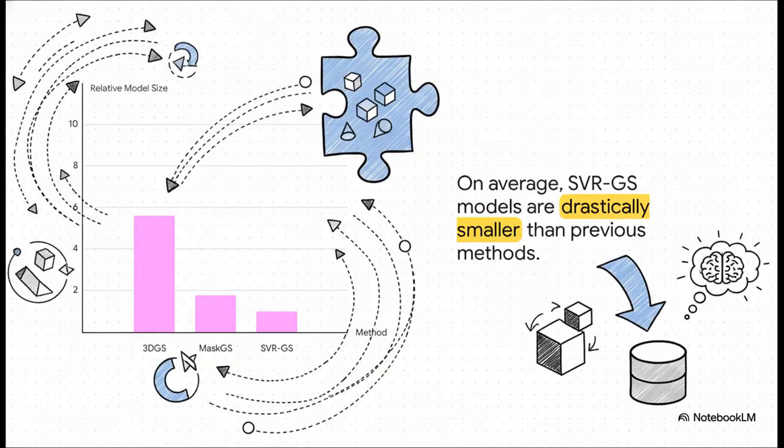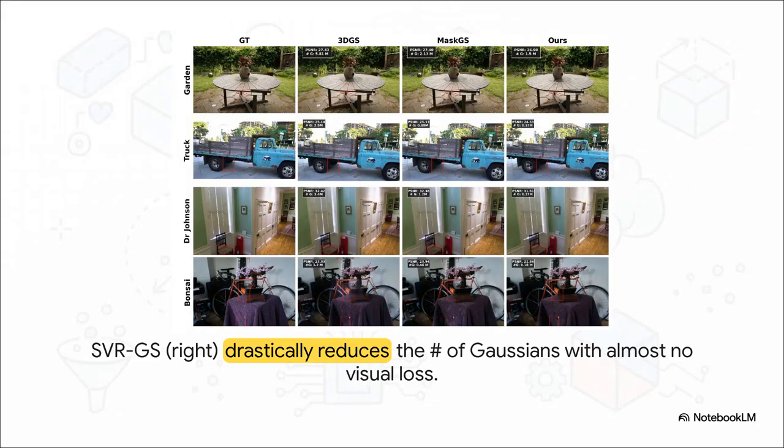And when we zoom out and look at the bigger picture, it gets even more impressive. On average, across a whole bunch of different complex scenes, SVR-GS creates models that are 5.6 times smaller than the original method. That is a huge leap forward in efficiency. And you don't have to take my word for it, you can see it with your own eyes right here. In each of these rows, just compare the original on the left to the SVR-GS version on the far right. Now look at the number of Gaussians, that little hashtag G. It drops from millions to just a couple 100,000. And the visual difference? I mean, it's practically impossible to spot.